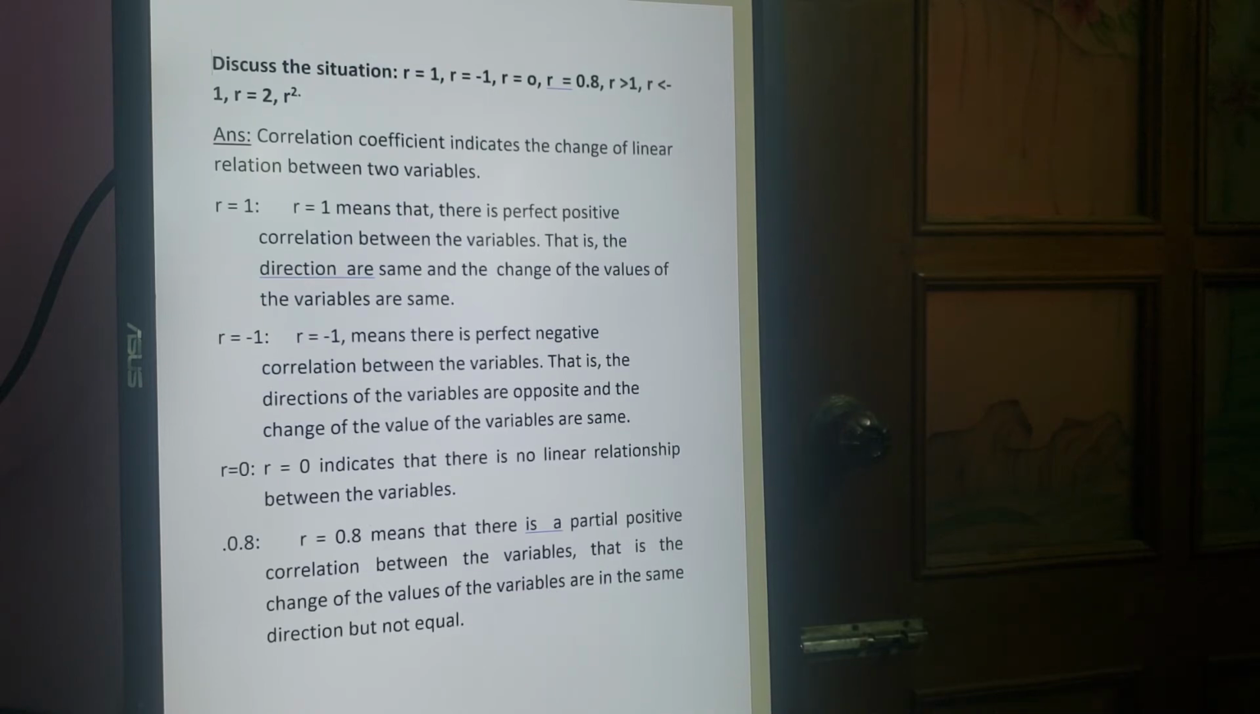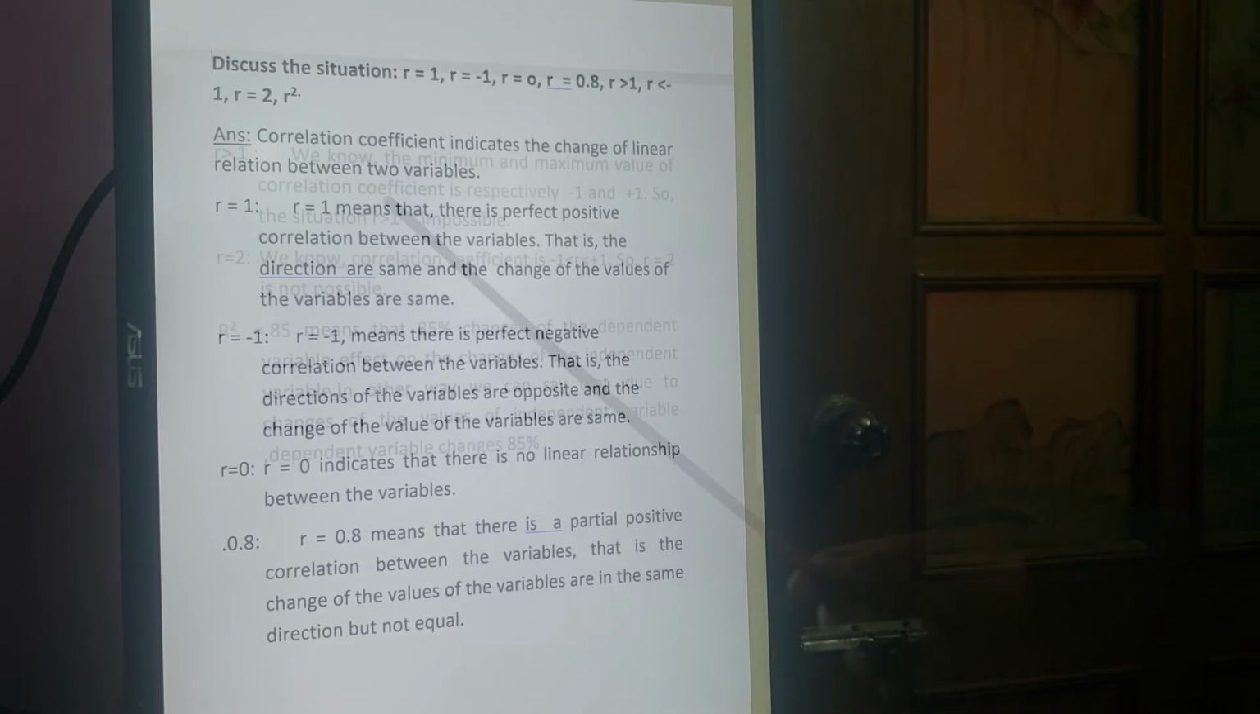R equal to 0.8 means that there is a partial positive correlation, that is greater than 0, less than 1. 0.8 is greater than 0, less than 1. That is partial positive correlation between the variables. That is, the changes of the values of the variables are in the same direction but not equal.